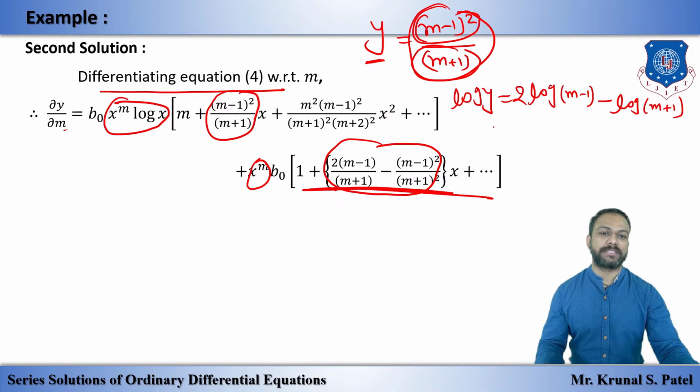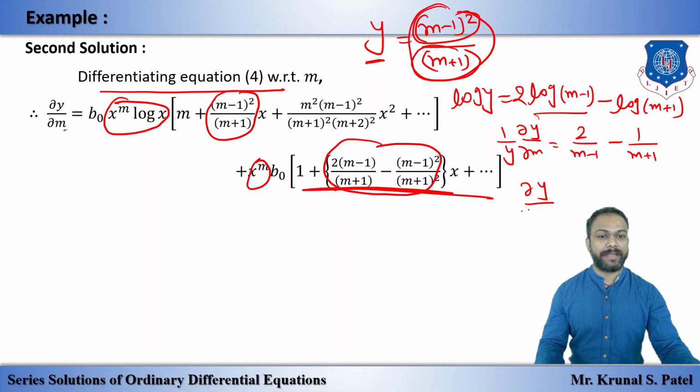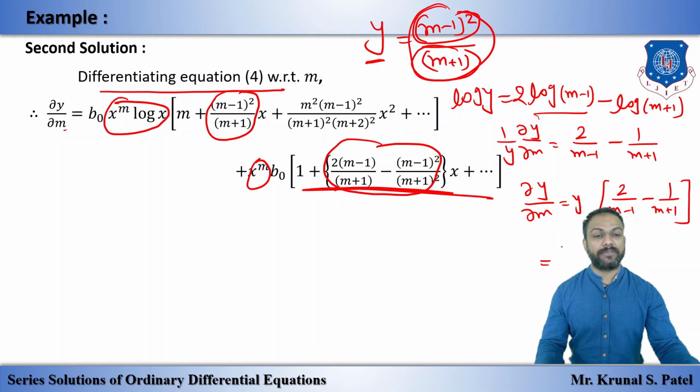Now we will differentiate this with respect to m partially. So we have 1 by y, del y by del m, is equal to 2 upon (m minus 1), which is the differentiation of this, and minus the differentiation of this, 1 upon (m plus 1). So del y by del m is equal to y into the bracket 2 upon (m minus 1) minus 1 upon (m plus 1). Now what is the value of y? We have y is (m minus 1) whole square upon (m plus 1).